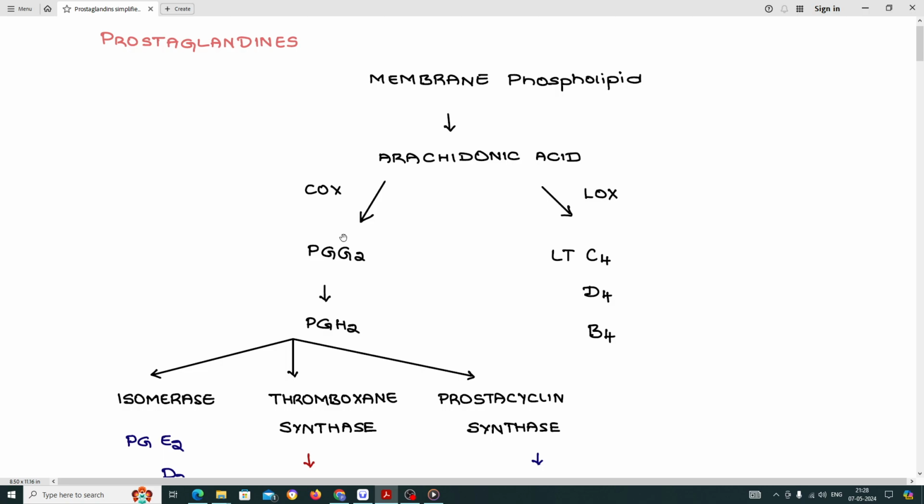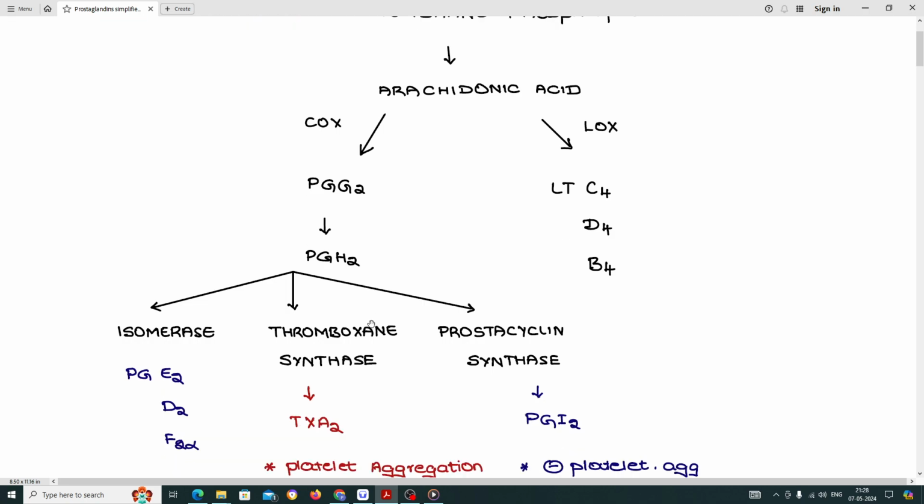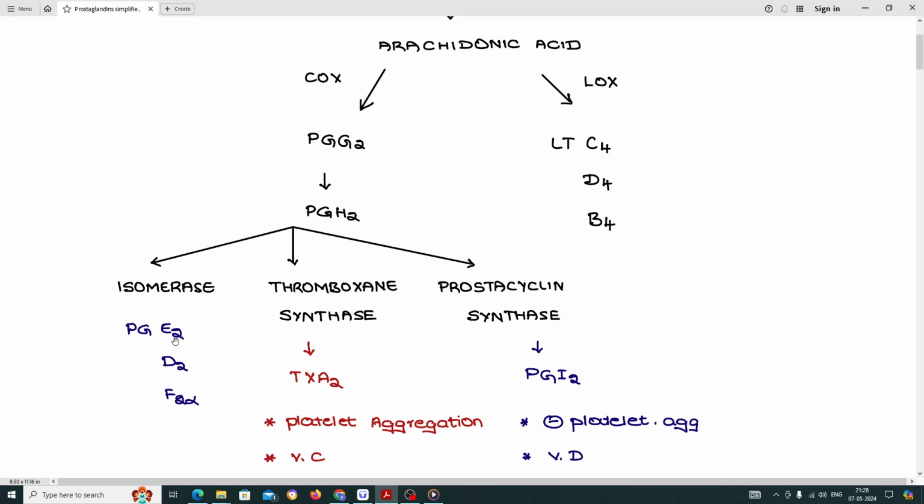On the other hand, cyclooxygenase enzyme will lead to production of prostaglandin G2, and in turn it will lead to production of prostaglandin H2. And this prostaglandin H2, with the help of isomerase enzyme, gets converted into prostaglandin E2, prostaglandin D2 and prostaglandin F2 alpha, and all of this prostaglandin E2, D2, F2 alpha has got effect on vascular smooth muscles as well as the uterine smooth muscles.